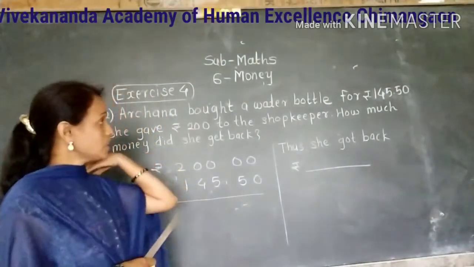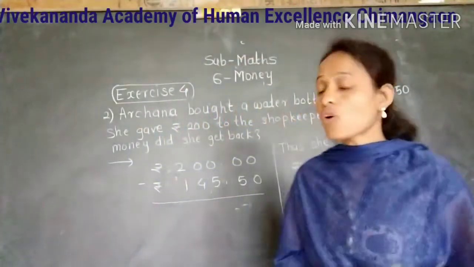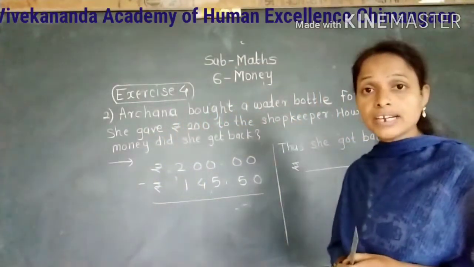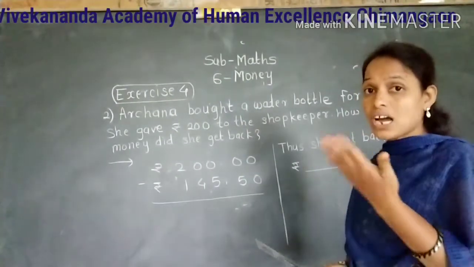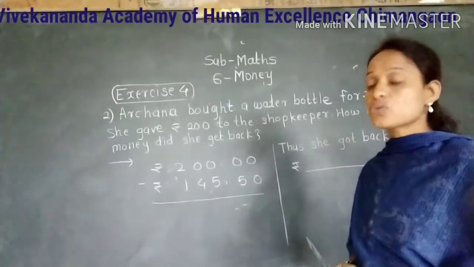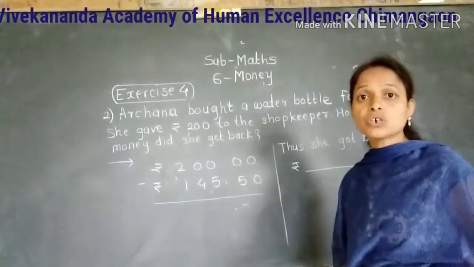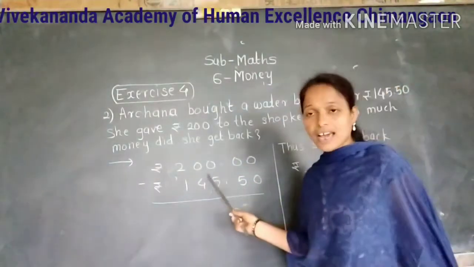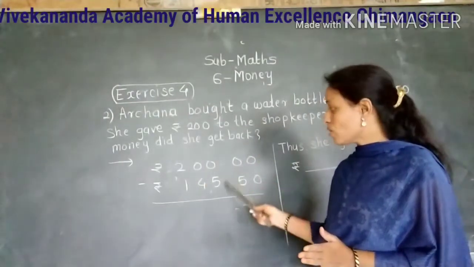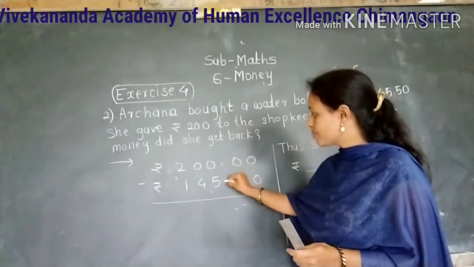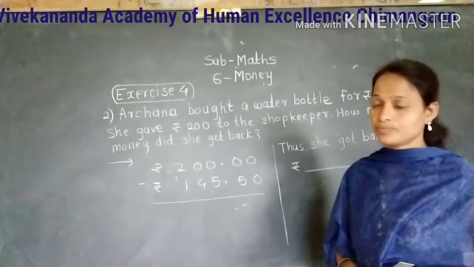Look here. She bought a water bottle for 145 rupees 50 paise and she gave the shopkeeper 200 rupees. Then how much money did she get back? Okay, so here we have to subtract 145.50 rupees from 200. So look here, I have arranged rupees and paise in separate columns by putting the dot. Okay, by putting the dot we separate the rupees and paise columns.